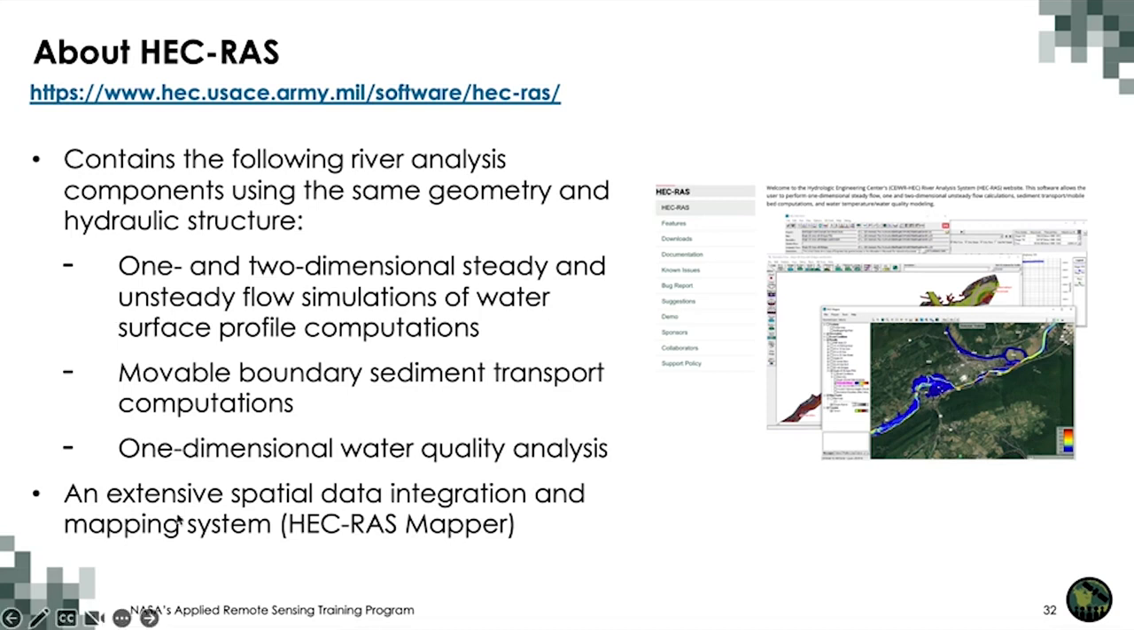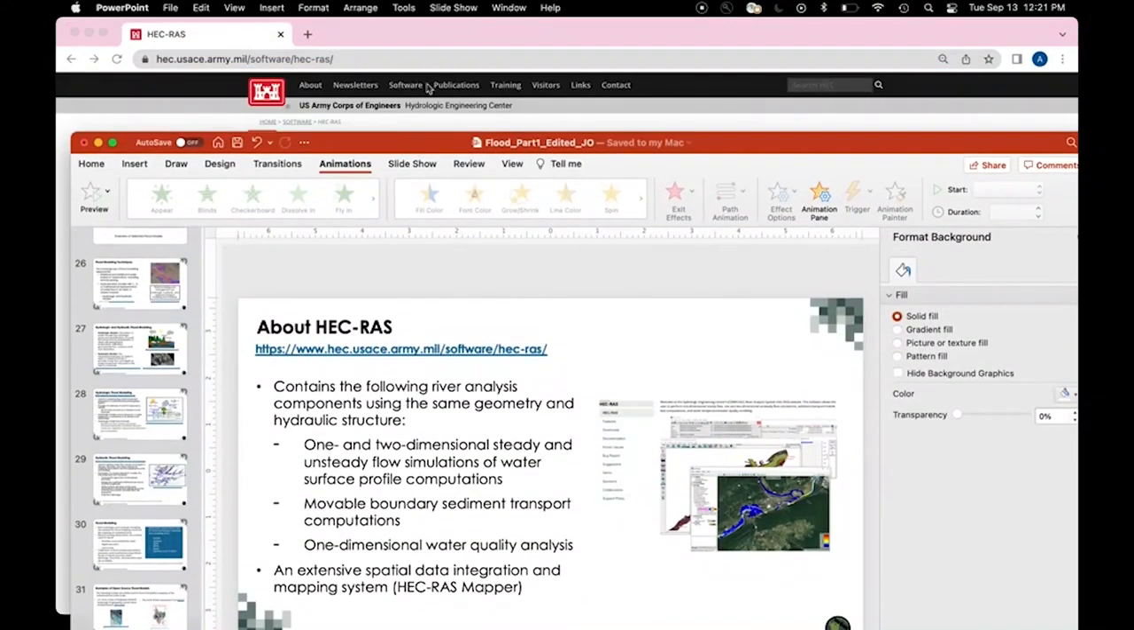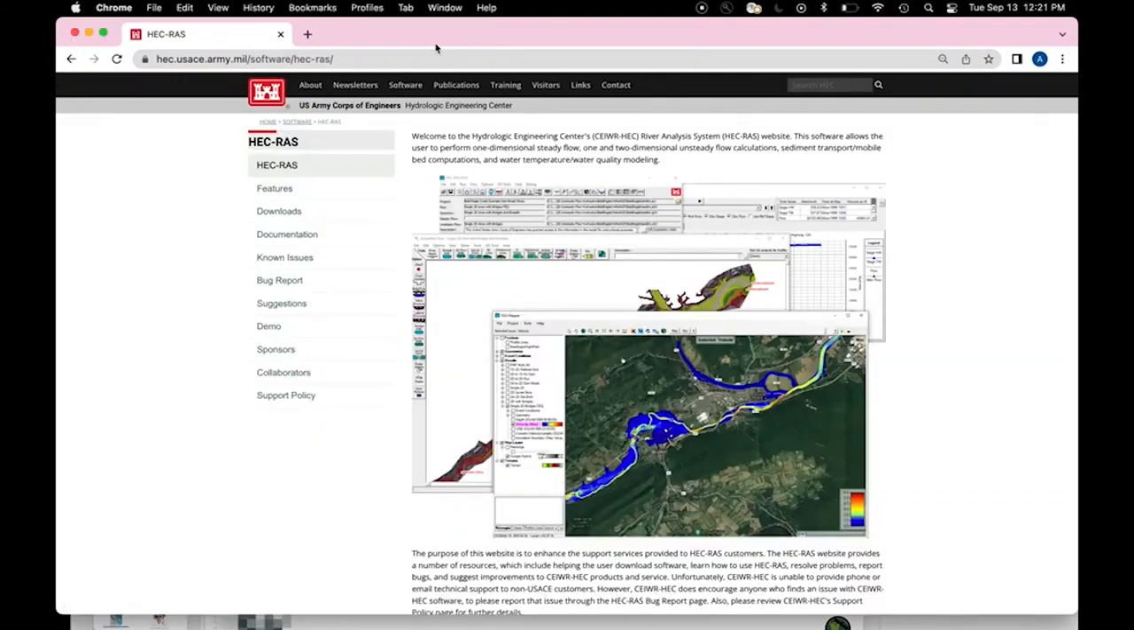There is an extensive spatial data integration and mapping system, or HECRAS Mapper, that allows you to integrate data and visualize data as well as flooding information. So output can be viewed using this mapper as well. What we're going to do is look at the HECRAS website.